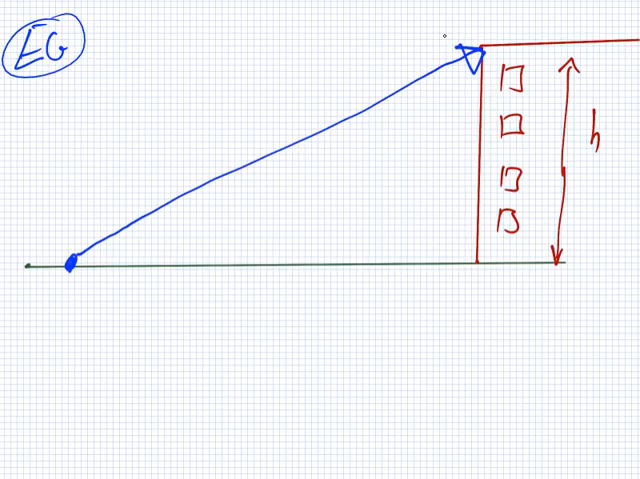A clinometer is what you use to measure the angle. It's a very simple device, but it basically lets you measure angles in your sight. So let's say we measure the angle here, something like 30 degrees. This is easy to measure.